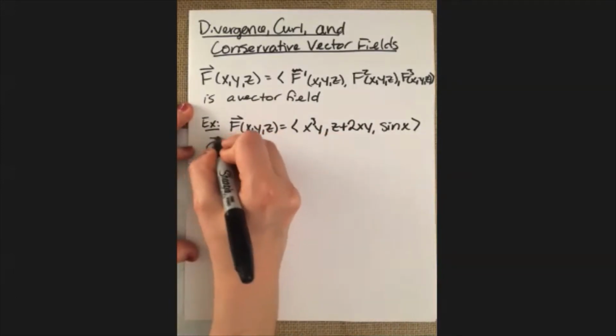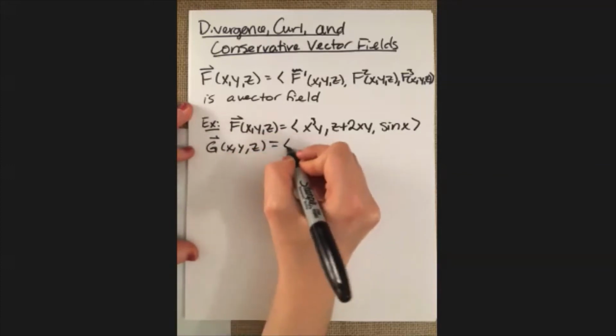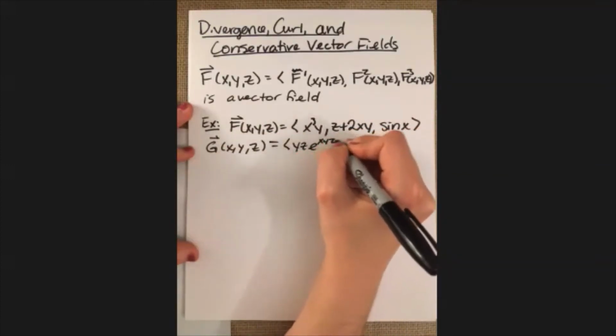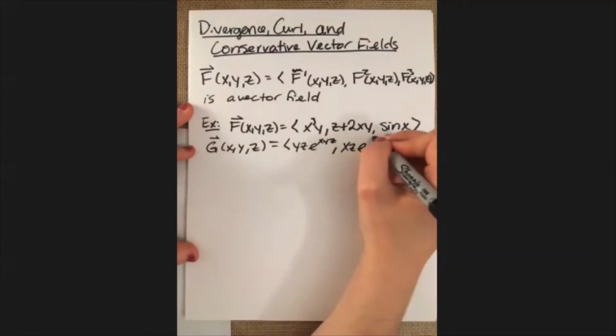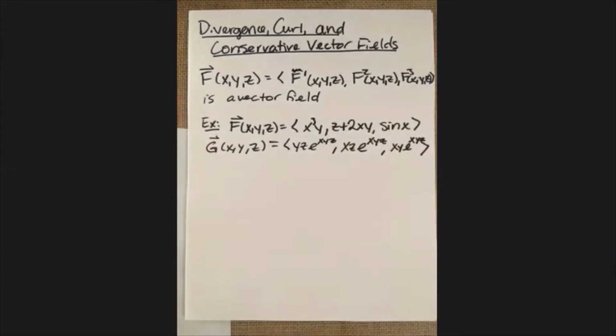And then another one would be something like this, possibly. They can really look like anything, to be honest. (yz e^(xyz), xz e^(xyz), xy e^(xyz)).